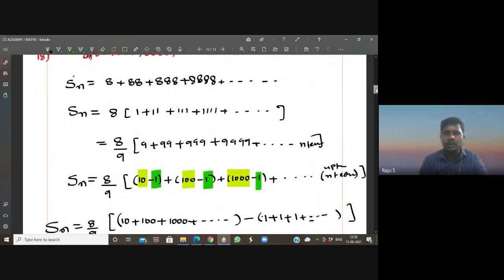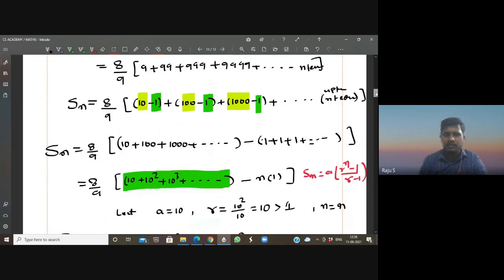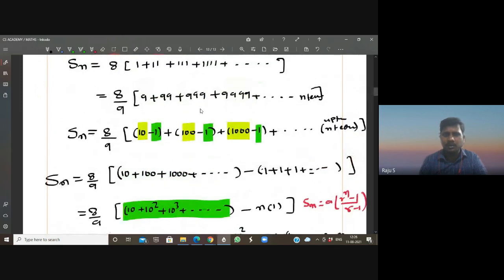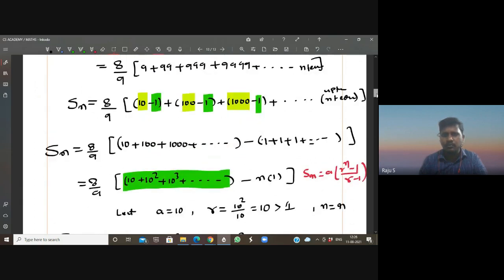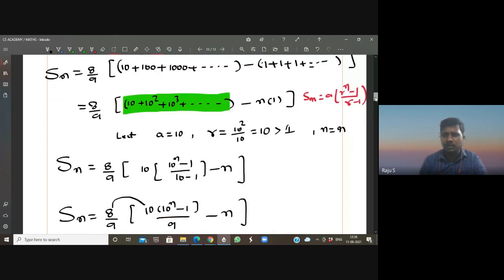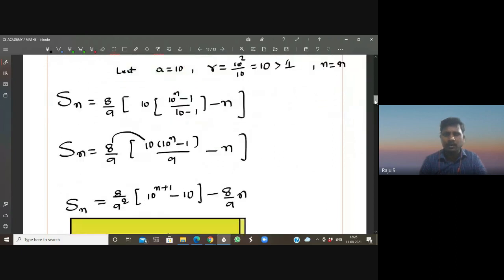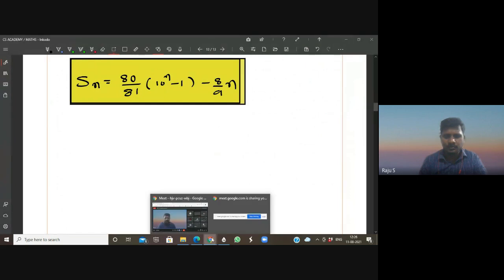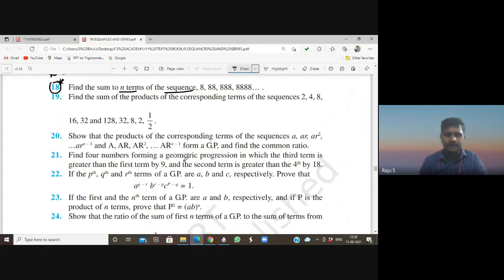So what I have done here: I'm taking 8 common, I'm multiplying and dividing with 9. That 9 can be written as 10 minus 1, 99 as 100 minus 1, 999 as 1000 minus 1, and so on till n terms. So 10, 100, 1000, I write at one place, and the remaining minus 1, minus 1, minus 1 at another place. So finally we got the answer like this. Is it clear, students? Right, that is the answer.